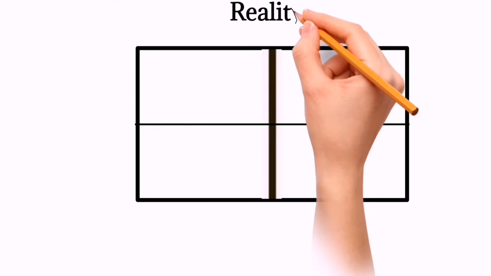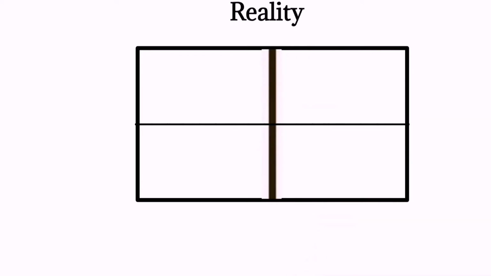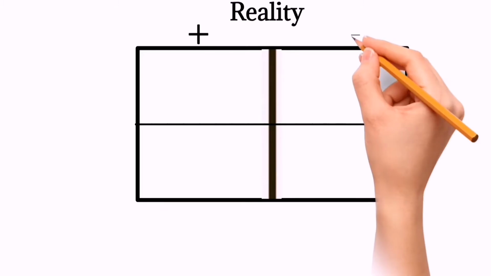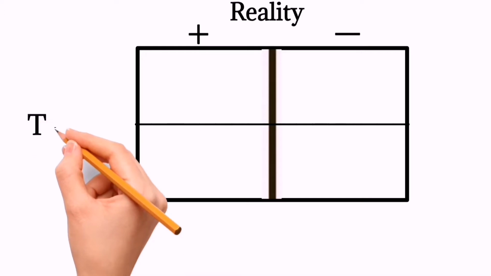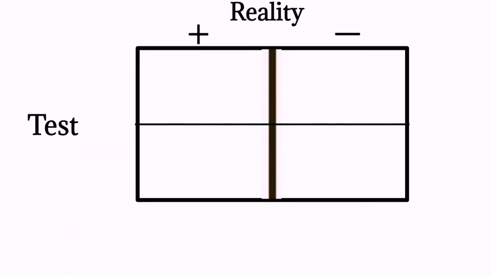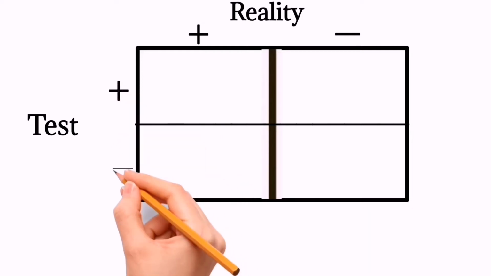Write reality on the top of this table, which is the outcome of the disease and may be positive, yes, or negative, that is no. Write test on the left of this table, which is the biostatistical test performed on the observed value, and it may be positive or negative.